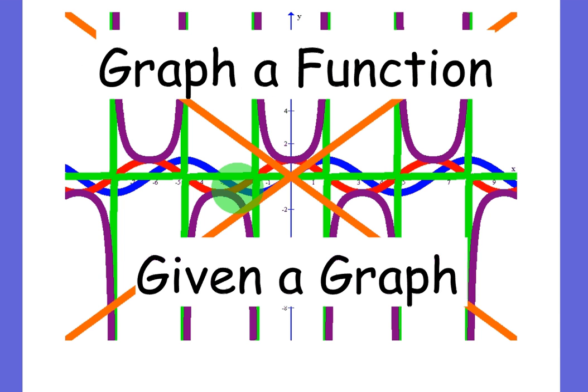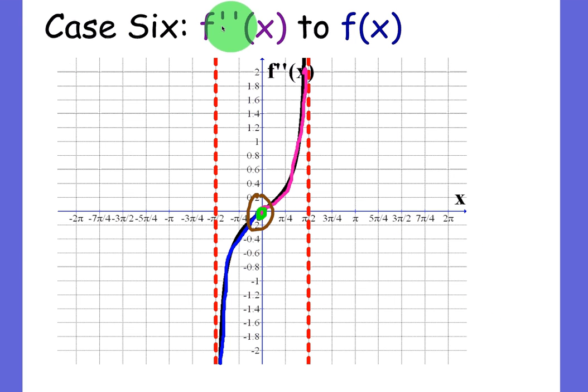Okay, we're going to be doing our last case of graph sketching, graphing a function given a graph. In this case, we're going from f double prime all the way back to the original f of x. So we're going to be moving 2 levels up. Here's our original graph. We have 2 asymptotes here at negative pi over 2 and pi over 2. We have a graph here, and I've noted a couple things.